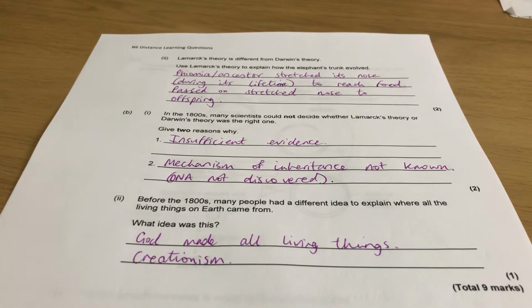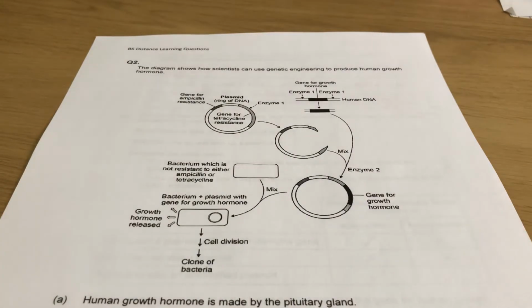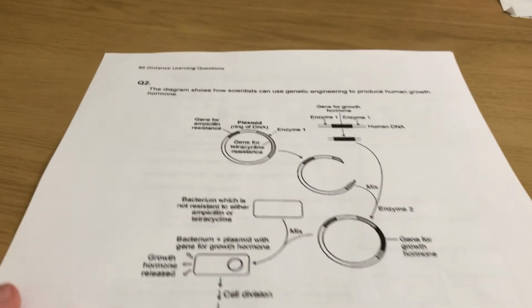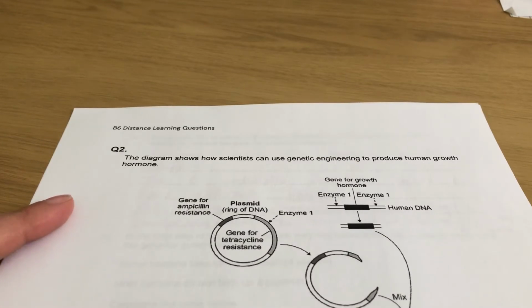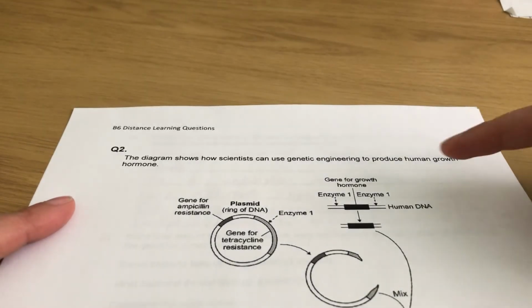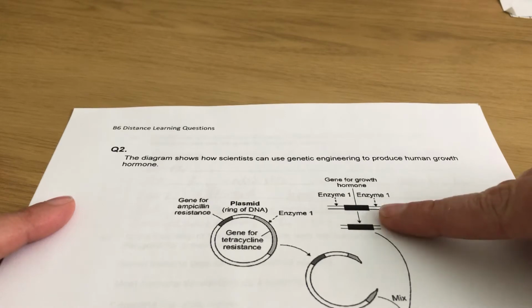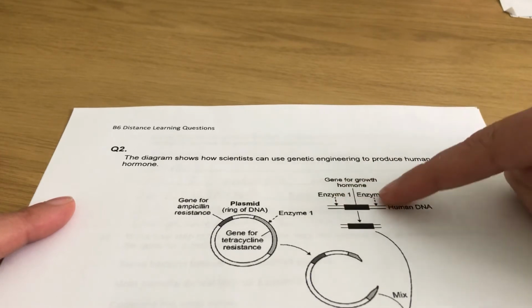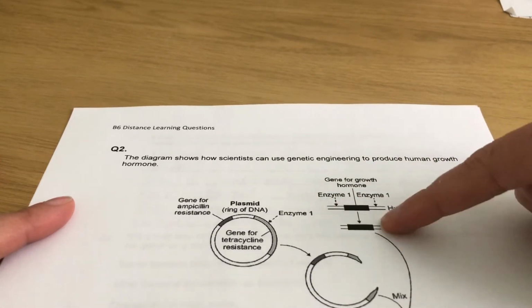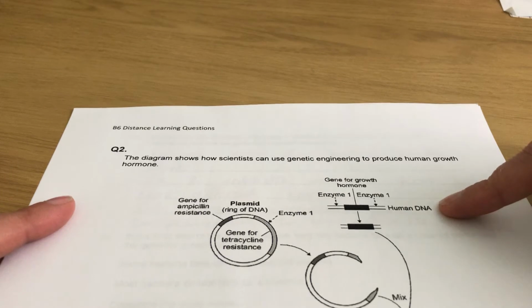Question 2 is a bit of a nightmare. Okay, so don't worry if you find it too difficult. We will get through it together as best we can, trying to understand and unpick this question. So question 2, the diagram shows how scientists can use genetic engineering to produce human growth hormone. A lot of hormones are produced in this way. So we've identified the gene for the growth hormone, and you can see enzyme 1 snips it here to remove the gene from human DNA.